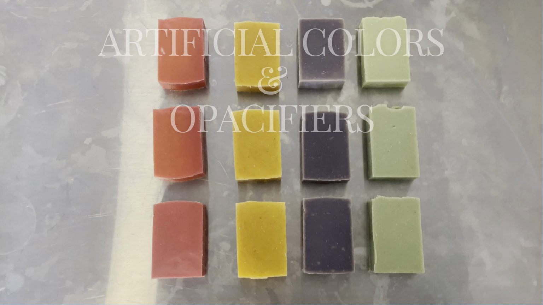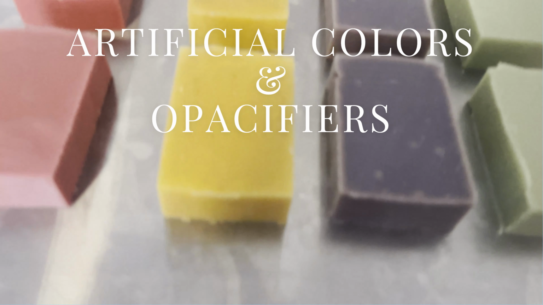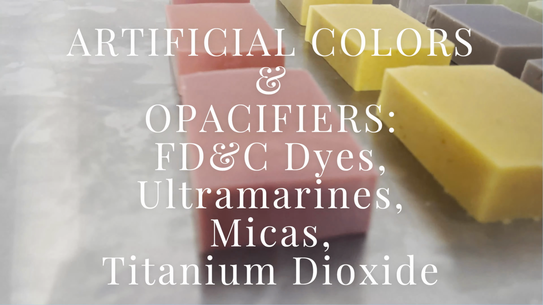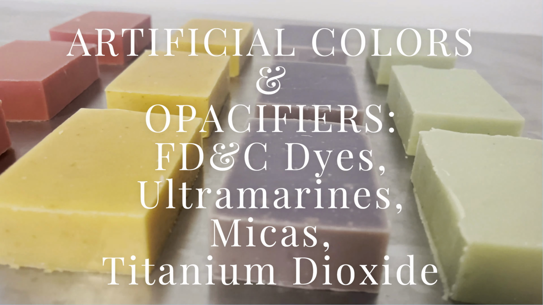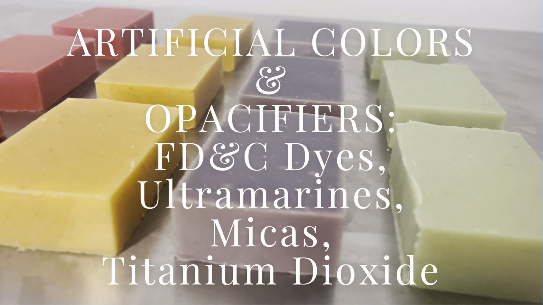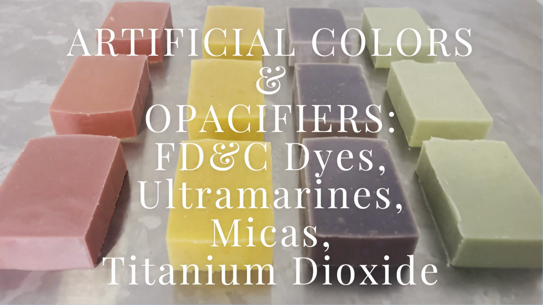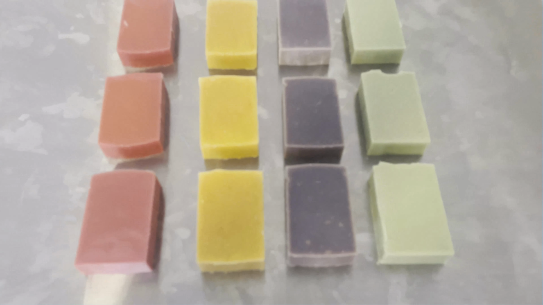A third ingredient category you'll often see in bar soaps is artificial colorants or opacifiers. Examples of this might include FD&C dyes, ultramarines, micas which are treated with synthetic pigments, and titanium dioxide. That's the ingredient that's commonly used to make bar soaps appear bright white. Now, these ingredients don't affect how soap cleans, they're intended purely for appearance. So they provide a uniform color, a brightness, or a visual consistency across batches.